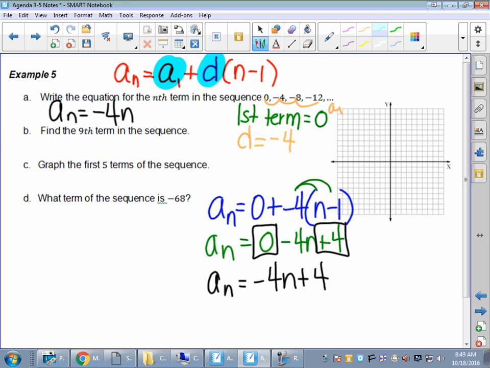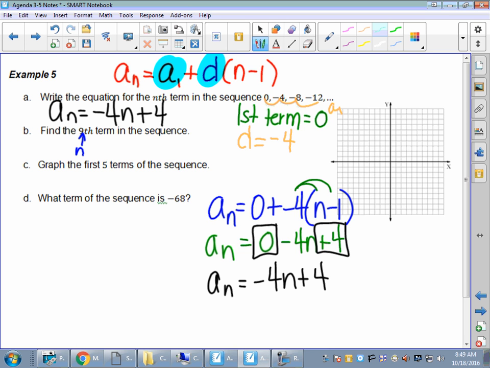Negative 4n plus 4. So ignore that graph paper on the side for a second. What this means now is that I can do example 5b. Find the ninth term in the sequence. So 9 is going to become the n.